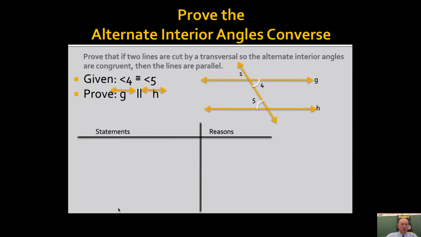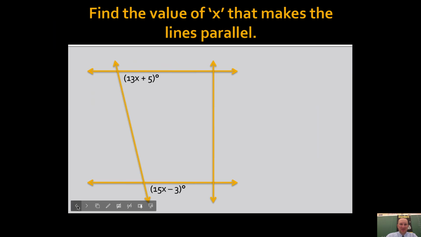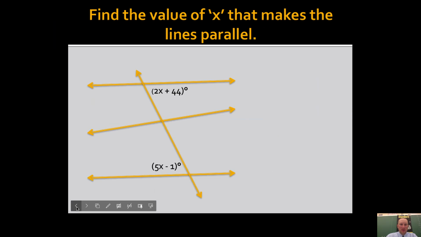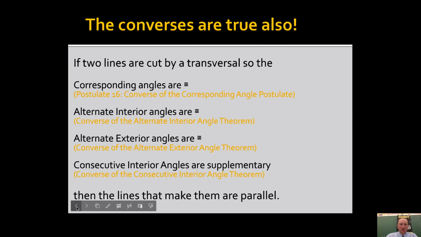We're going to prove the alternate interior angle converse in this video. So if you remember, last time we were proving lines were parallel. We can show that lines are parallel four different ways. We can show that they're parallel using the corresponding angle postulate or any one of these theorems, where alternate interior angles are congruent, alternate exterior angles are congruent, or consecutive interiors are supplementary.